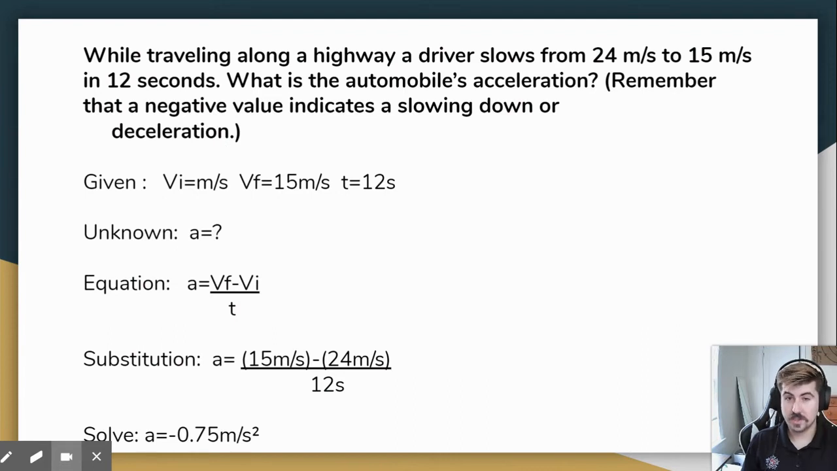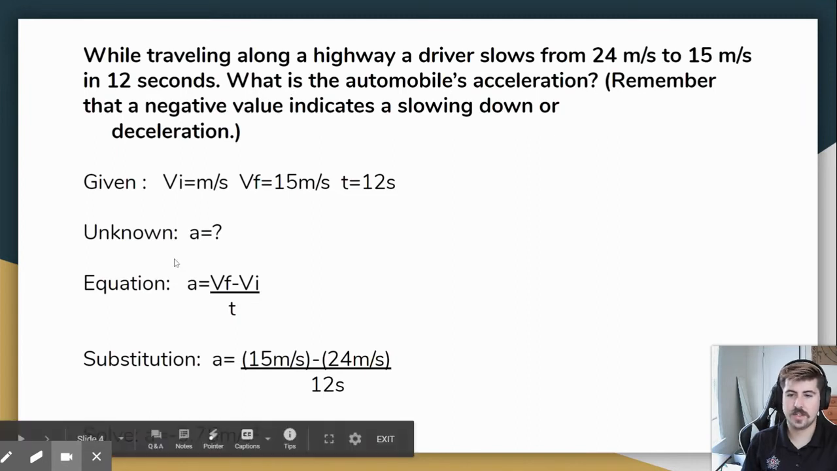Okay, so in this problem, our givens are going to be the initial velocity is 24 meters per second. The final velocity is 15 meters per second, right? Because we have a driver that slows down from initially 24 to 15. And then it also gives us the time, 12 seconds. It's asking us to find the acceleration.